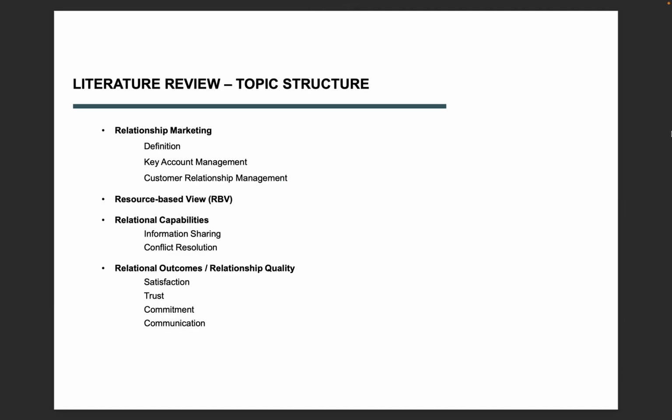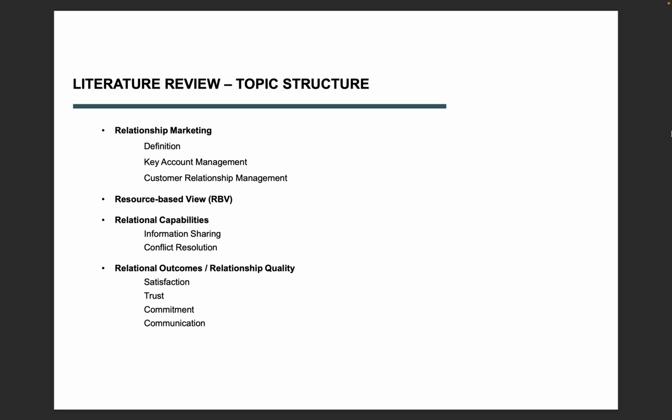So what's the literature review? What's my topic structure? On the one hand, we have, as mentioned, relationship marketing as a basis of the entire research, with two main subsections here. For sure, the definition of relationship marketing. However, key account management and customer relationship management play an important role in order to get a quite broad view of relationship marketing. The next topic, particularly for my dissertation, is the resource-based view.